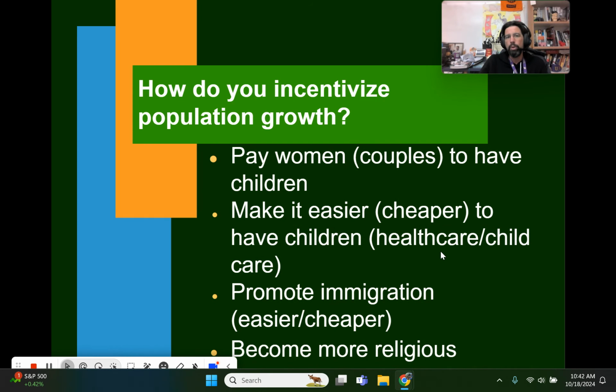You can also promote immigration, because do you want to grow that population? Then you promote legal immigration or make it easier for immigrants to come to the country. You could also promote religion, because religious societies often have more kids. Again, it's not necessarily whether these are good or bad, but they're examples of how you use incentives to create population growth.